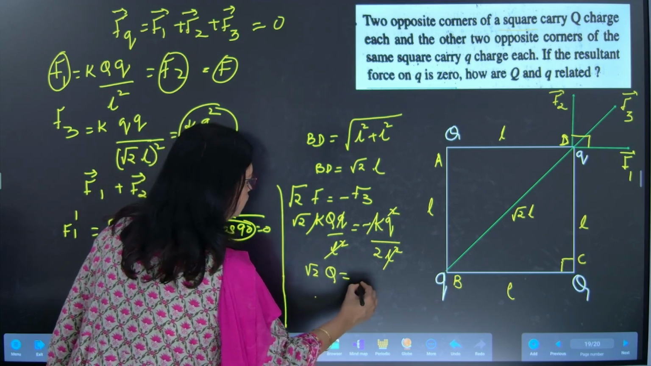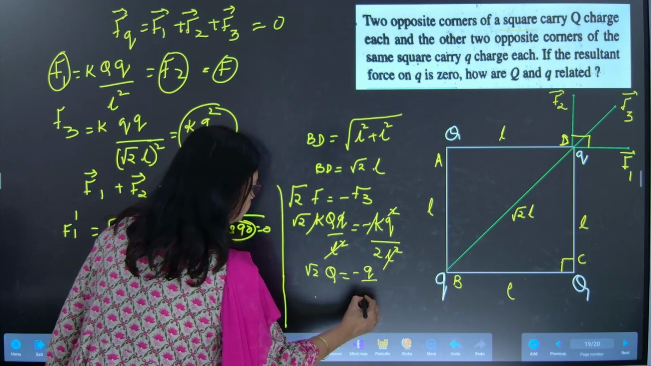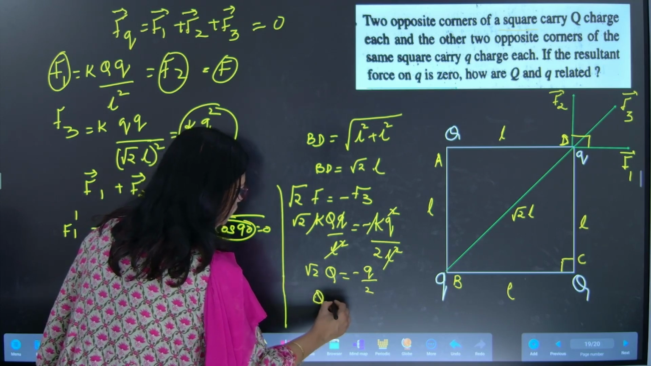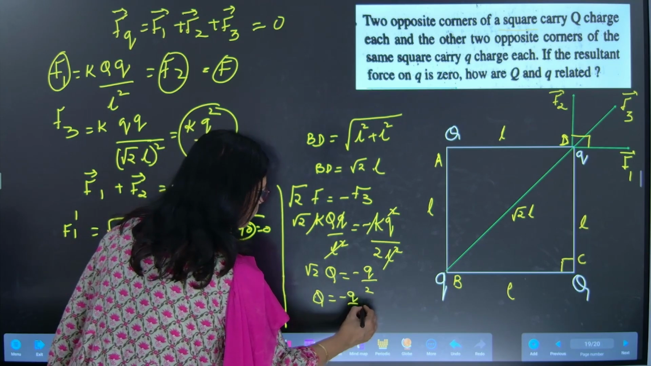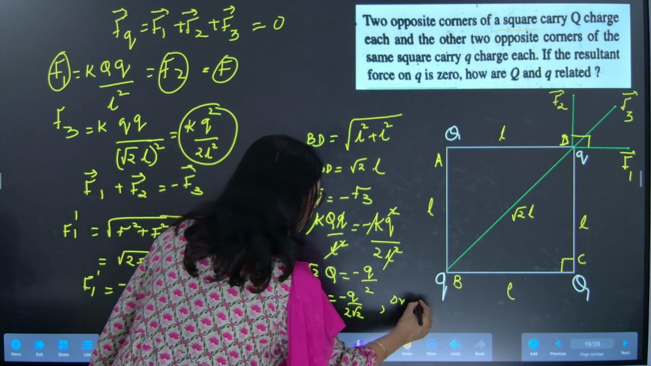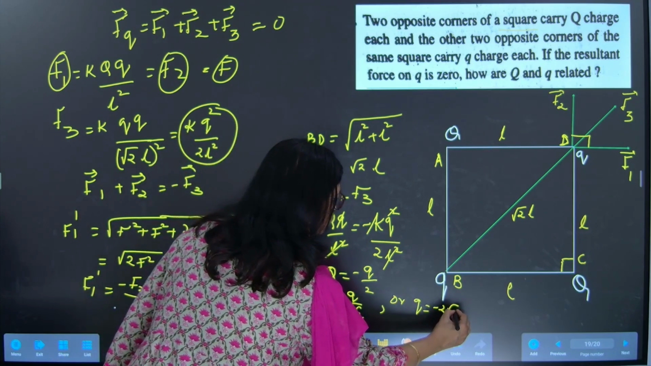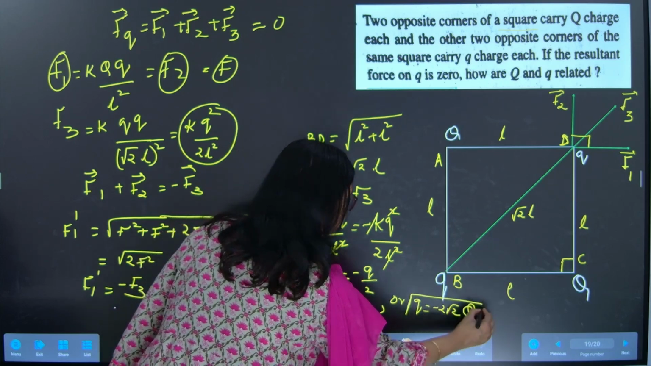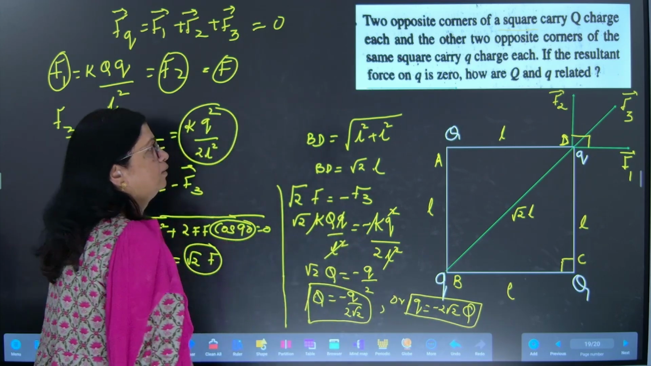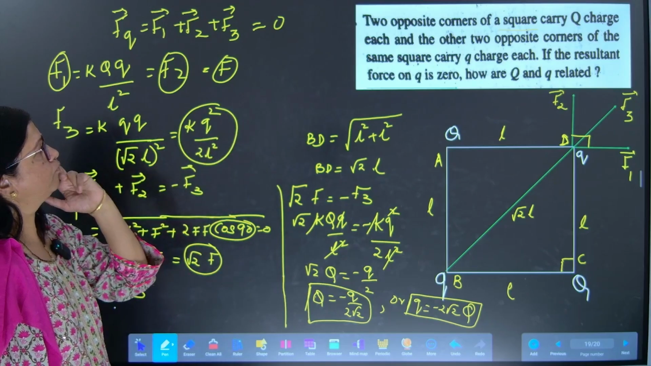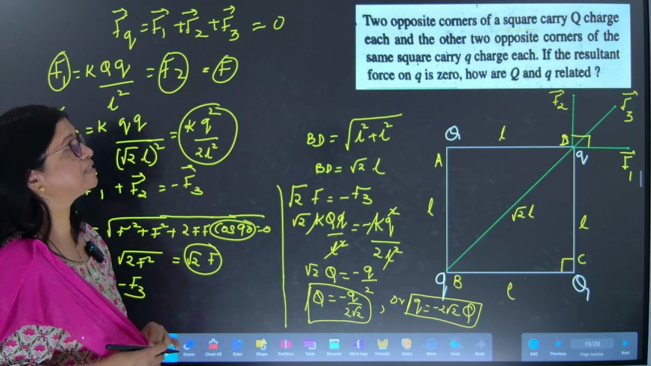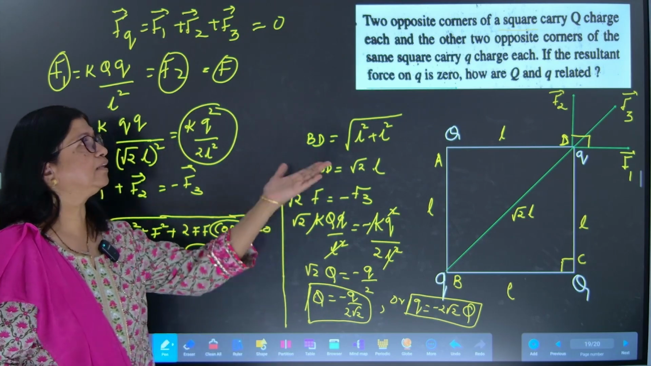Capital Q is equal to negative small q upon 2 root 2. Therefore, we get small q is equal to negative 2 root 2 capital Q. Fine. This is the condition for the forces acting on Q to have a zero resultant as given in the question.